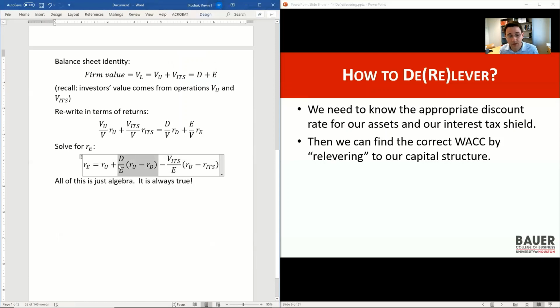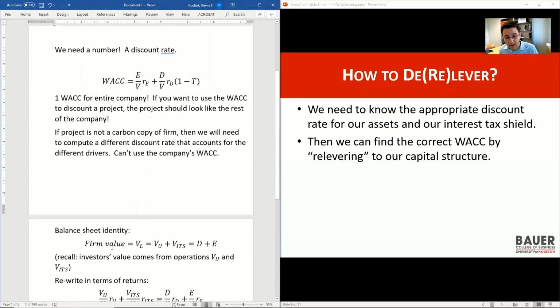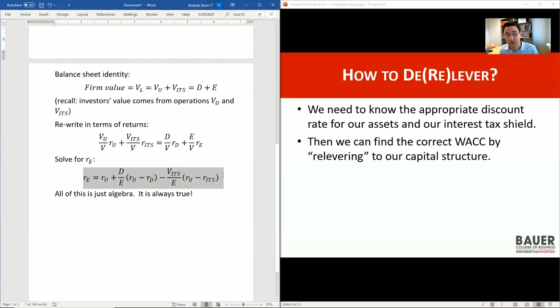We see an effect from the, well, actually we see all three things, right? Sorry for scrolling. We have the assets. That's the first thing that drives the discount rates. Then we have the capital structure effect from Modigliani-Miller 2. Then we have the tax shield effect. So we've got these three things, and these three things are all showing up in this discount rate for equity. So we can talk about it in the abstract, or you can just see it in the math, and you can see it in the algebra, and you see each of those three pieces.